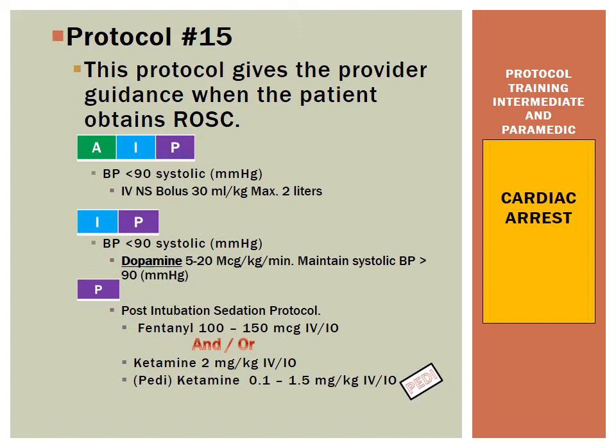And our paramedic level providers have the option of post-intubation sedation. If your patient starts to come around, starts to chew on the tube, paramedics have the ability to give fentanyl 100 to 150 micrograms IV-IO and/or ketamine 2 milligrams per kilogram IV-IO. And remember, the pediatric dose for post-intubation sedation is ketamine 0.1 to 1.5 milligrams per kilogram IV-IO.